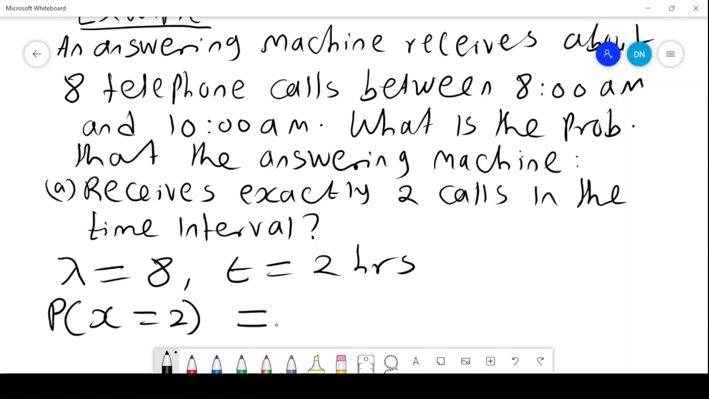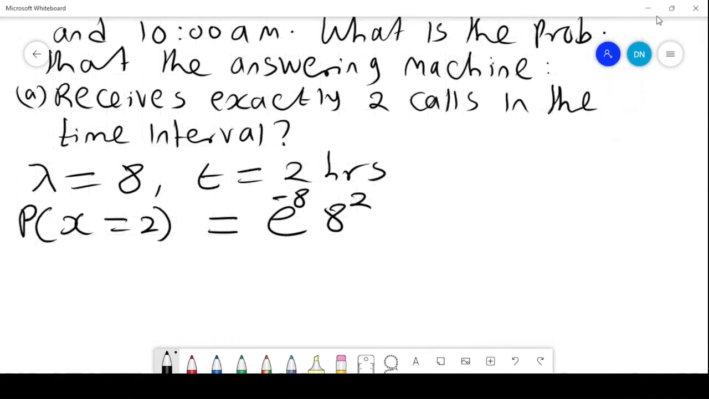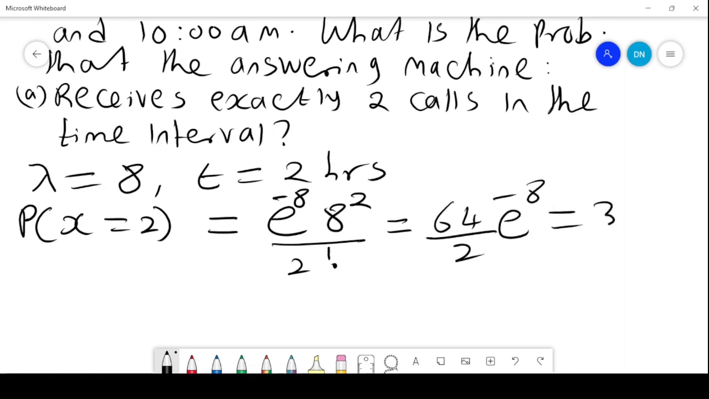And since we have said the formula is given by e raised to power negative 8, which is our lambda, and then lambda to x, which is 8 squared, and then the last thing is over 2 factorial. So that's what we have, and therefore that will be 8 squared is 64 over 2 e raised to power 8. So that is the probability that you will receive exactly 2 calls.